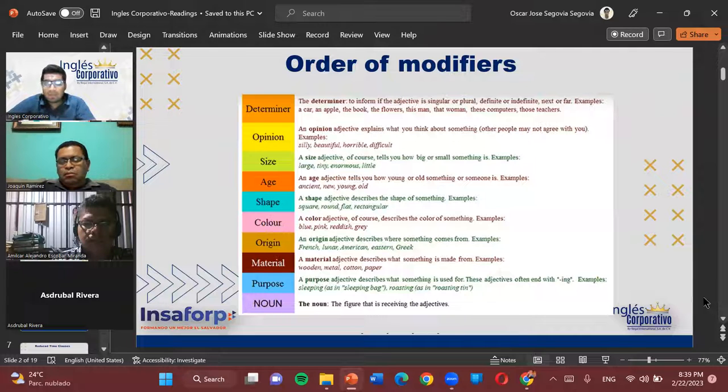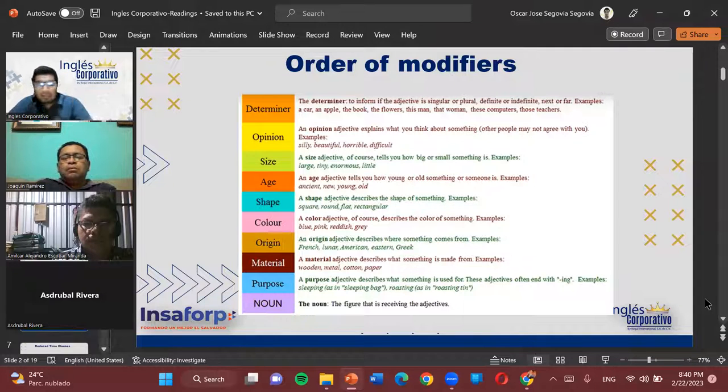If we say, for example, I need the purple jumping rope. The purple jumping rope. So I know that the rope is going to be used for me to jump over, you know. So the jumping rope will be something that has a specific purpose.